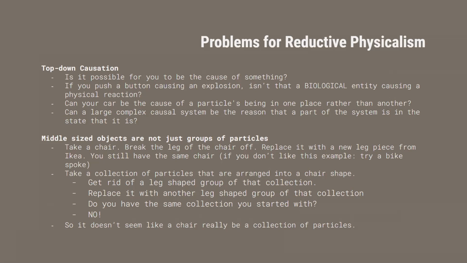Similarly, think about your car. Your car is composed of lots of little particles, but because your car moves from one place to another, that determines how a particle in your left back tire moves through the world. It's not that the particles themselves are all just shifting around from one place to the other. No, the particles are in this composition relation. They're composing the car, but then it's the car itself, the whole car, that's moving the particle from one place to another. So it's an interesting question whether large complex causal systems can in some way be the reason or the cause of a part of the system coming to be in a particular state.